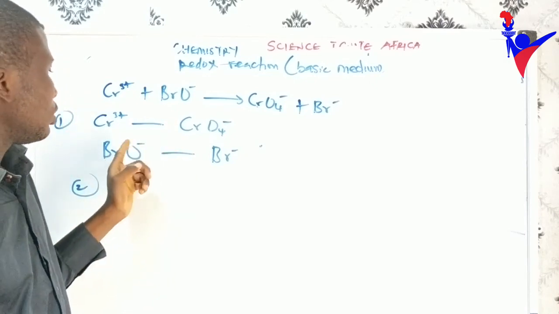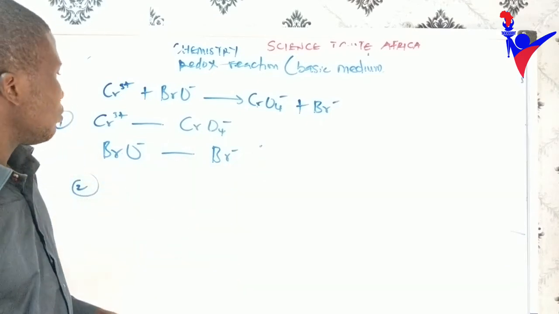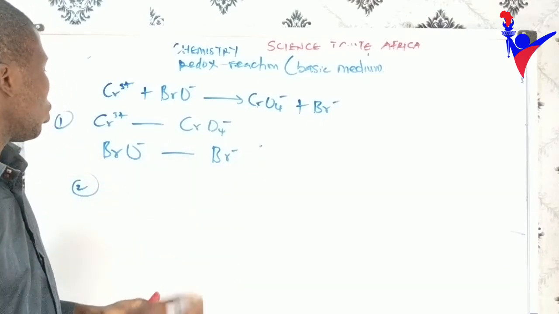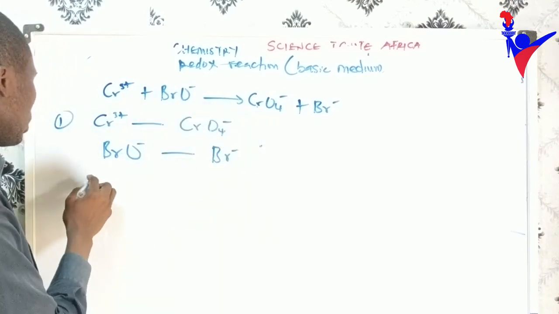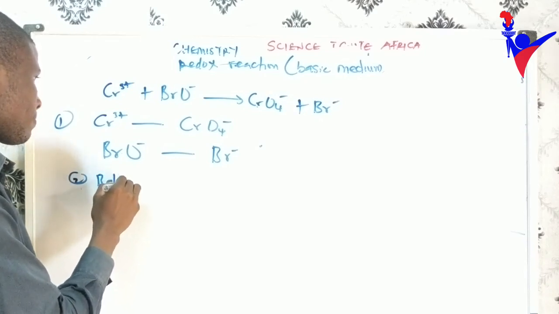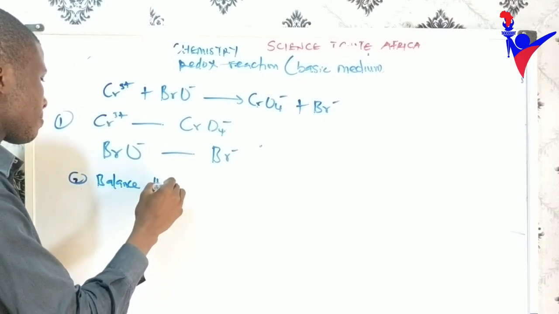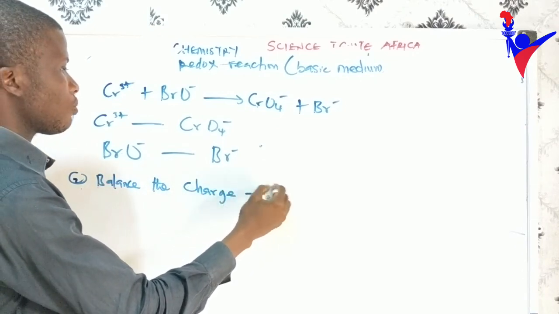Now you have your oxygen here. This is the deficient side in this case. So how do we do that? Let's take the first one, for instance. We want to balance the charge.